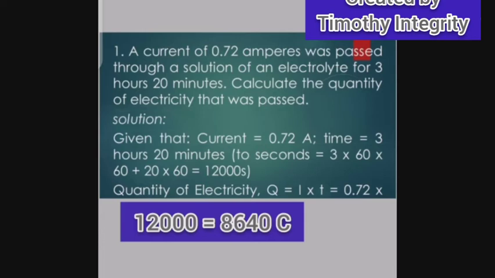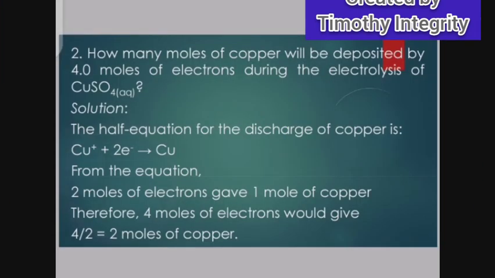So we use the formula Q is equal to I times T, that is current times time, which is 0.72 times 12,000 seconds. And we see the answer there in coulombs. Now we have the second one.